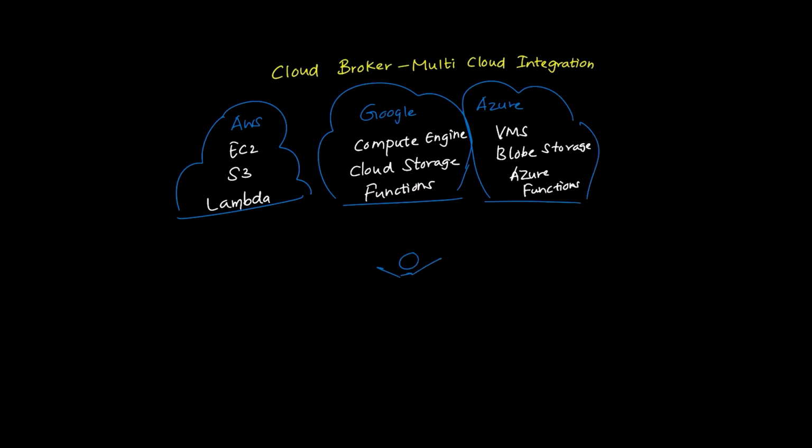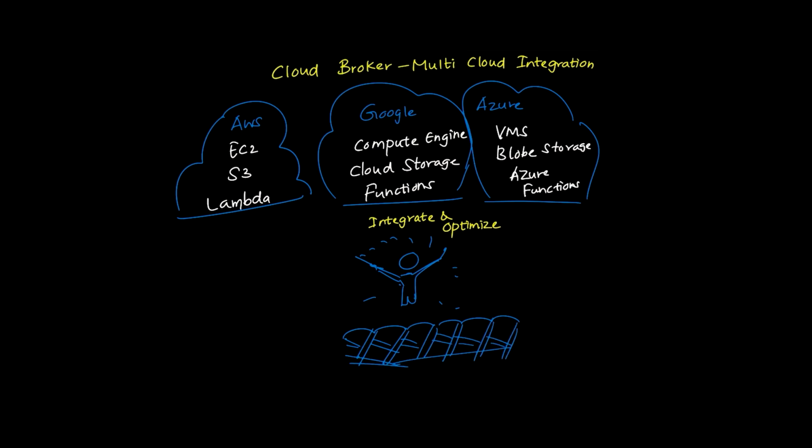They help organizations select the best services from each provider, negotiate contracts, manage relationships, and most importantly, integrate these disparate services into a cohesive solution. Cloud providers focus on their own services, carriers provide connectivity, and auditors assess security, but only cloud brokers specialize in weaving together services from multiple providers into an optimized, unified architecture.